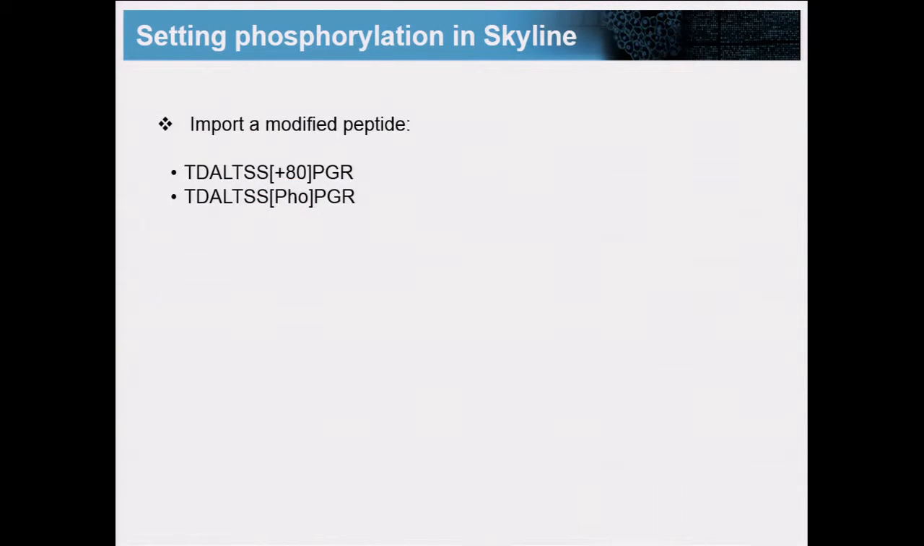One is to import a modified peptide. Skyline accepts the mass shift or just a small label for a modification. When we copy paste our list of peptides, we can include these modifications. Also, if you have a cysteine, don't forget to add the plus 57. If you have a label, you can add the plus 8, etc. So every type of modification that is set in the tab can afterwards be pasted into Skyline.